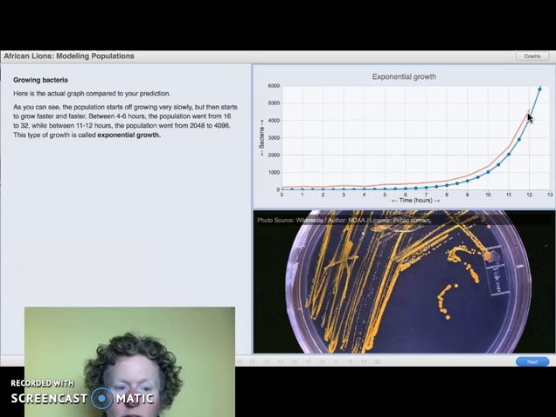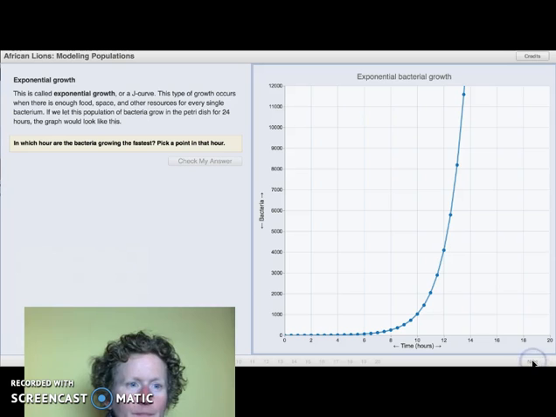This type of growth is called exponential growth. In other words, the function will have an exponent, or one of those little numbers in the upper right-hand corner next to the variable. This is called exponential, or a J-curve. This type of growth occurs when there's enough food, space, and other resources for every single bacterium.